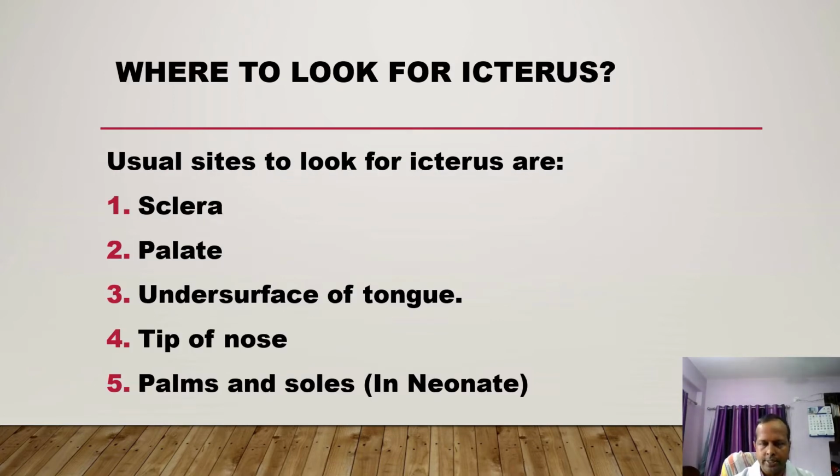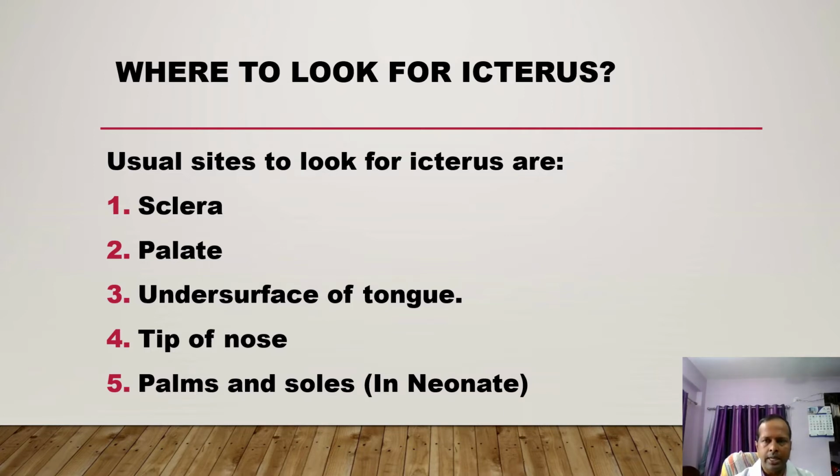Where to look for icterus? The usual sites to look for icterus are sclera or upper bulbar conjunctiva, then hard palate, under surface of tongue, tip of nose, and palms and soles, especially in neonates. Sometimes the examiner asks what the sites are. Most students answer sclera, and after that they do not tell the other points. So these are the main points, that is sclera, palate, under surface of tongue, tip of nose, and palms and soles.